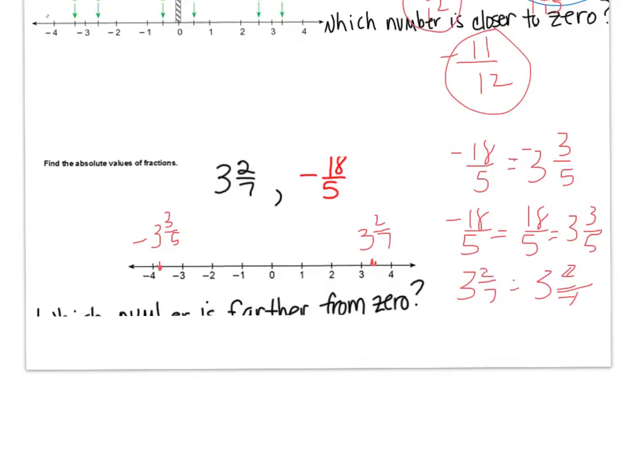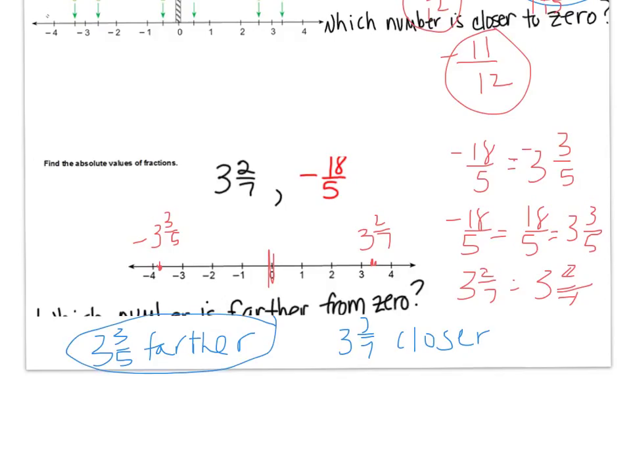And then it does say which number is farther from 0. If you look at your number line now, since we've plotted them, here is 0 in the center. To the right, we go 1, 2, 3, and a little bit. To this one, we go 1, 2, 3, and a lot. So therefore, 3 and 2/7 is closer to 0. And 3 and 3/5 is farther from 0. So this would be the one that is farther. Okay?